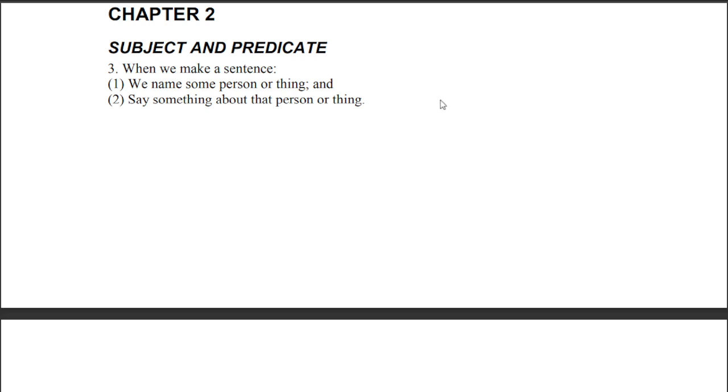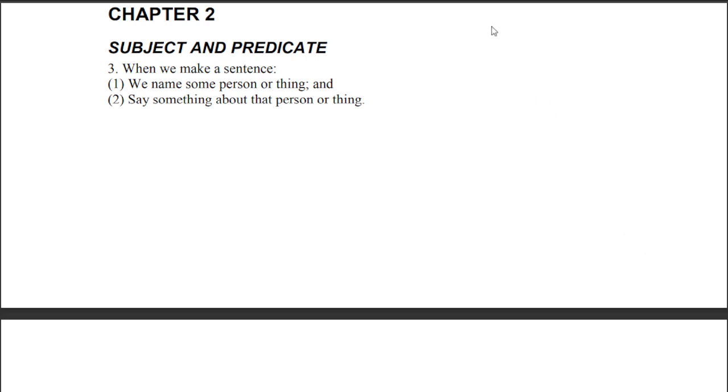Whenever we produce a sentence, first of all, we name a person and then we say something about that person. But we do not always talk about persons. Sometimes we want to talk about things. In that case, first of all, we name a thing and then we say something about that thing.